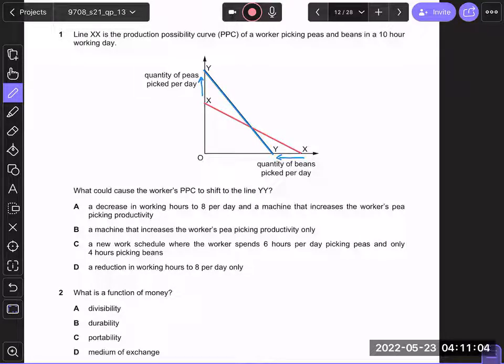Yeah, it should be A because the working hours are decreasing. And since the working hours are decreasing, you will be picking a smaller number of beans. But in the meantime, for the same number of hours, your productivity for peas is increasing, which means that there has been an improvement in production of peas. So that is why the introduction of a machine that increases workers' pea picking productivity. So this is your y axis, it will pivot upwards.